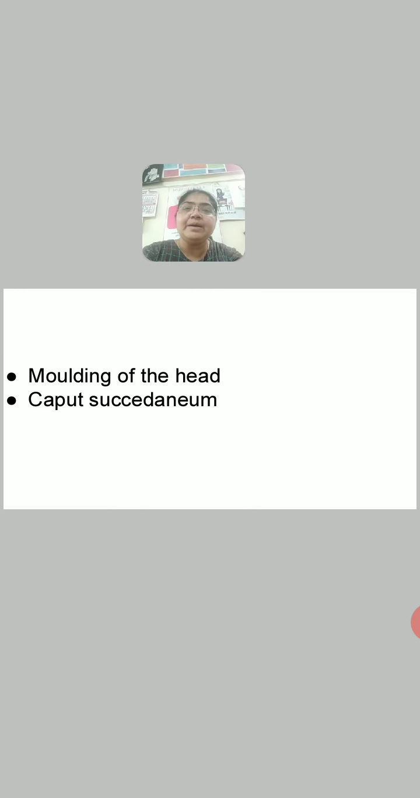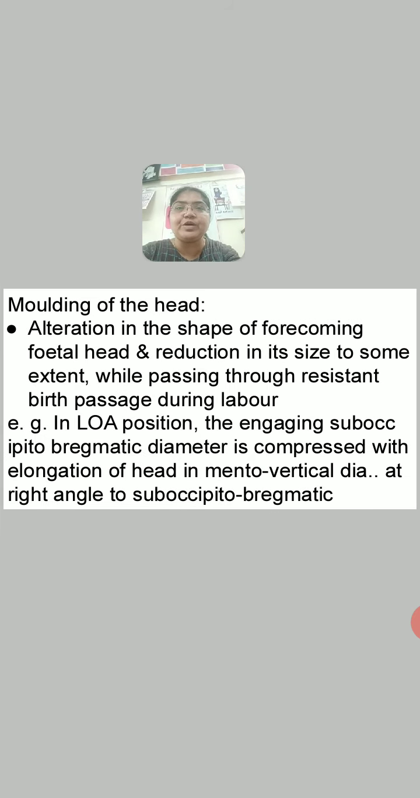These effects are molding of the head and caput succedaneum. We see first what is molding of the head. It is alteration in the size and shape of the forecoming fetal head up to some extent while passing through the resistant birth passage during labor. So during labor, whenever the fetal head is passing through the mother's pelvis, due to pelvic floor resistance, the size and shape of the fetal head changes. This alteration is called molding of the head, right?